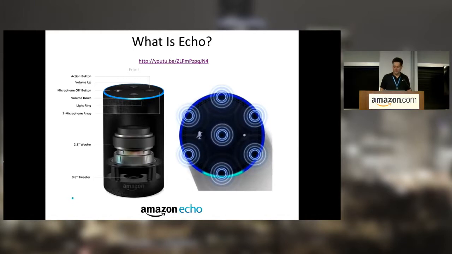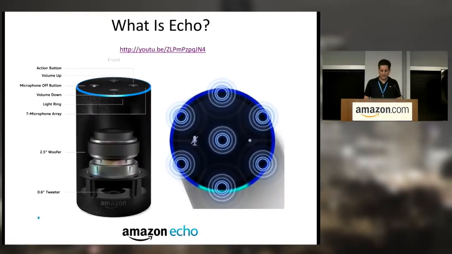What is Echo? So Echo is a Wi-Fi connected device designed for voice interaction. As you can see, it has 7 microphones that allow it to hear you even in very challenging acoustic conditions. It has a pair of speakers, woofer and tweeter, that provide 360 degrees surround sound. And it is connected to the Alexa voice service in the cloud.